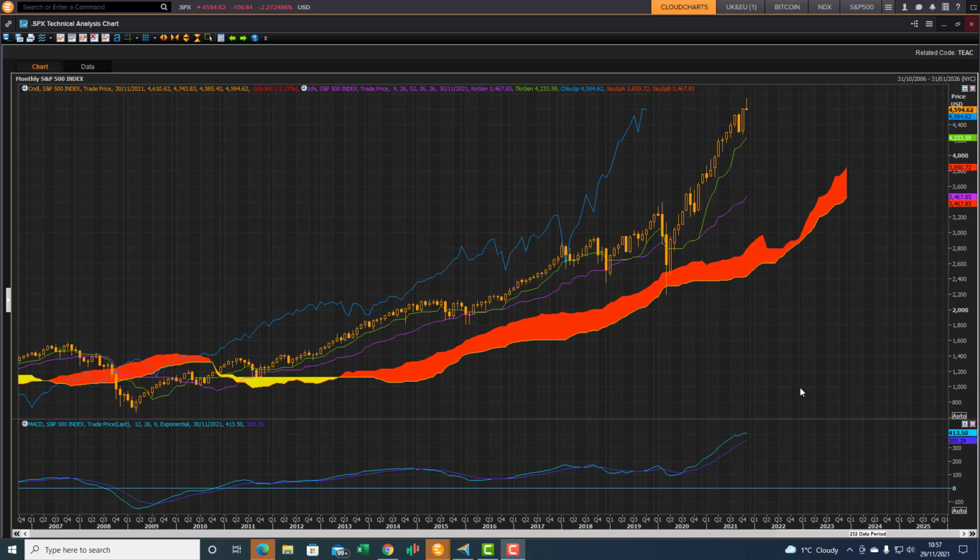We'll start with the monthly markets, very extended, as we can see, very extended from the top end of the cloud. So there's significant reversal risk, whether it's going to happen over the next couple of weeks or Q1 or Q2 of next year. That remains uncertain.